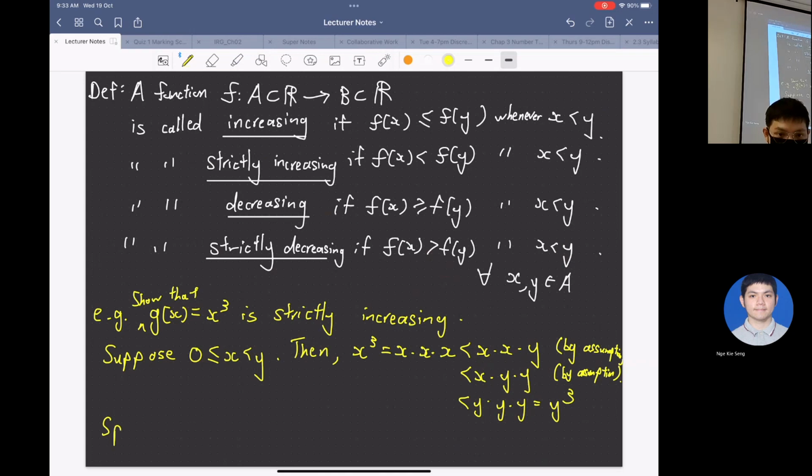Next, do it for the negative numbers. Can you do it? I leave it as an exercise. To do this, you need to use the identities a few times to get the inequalities you want.